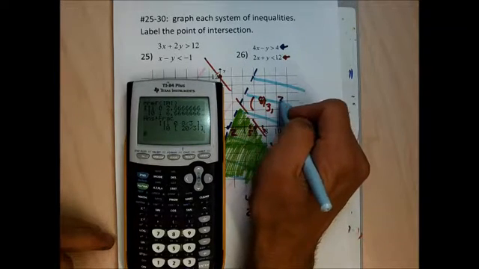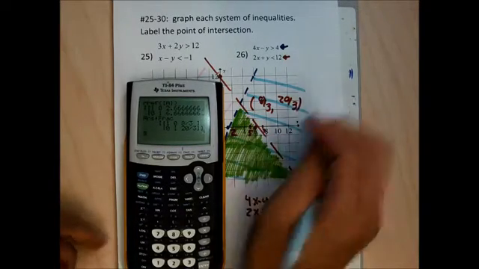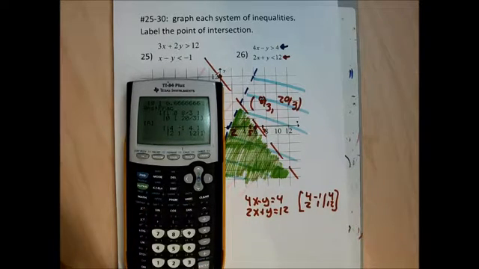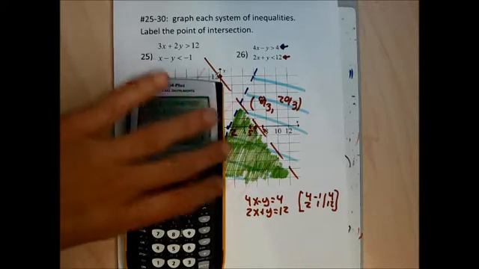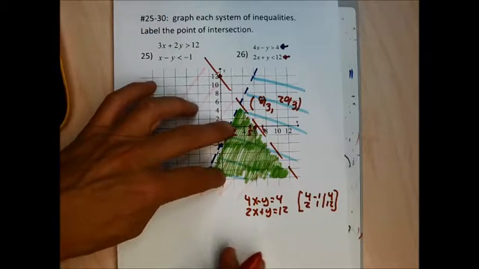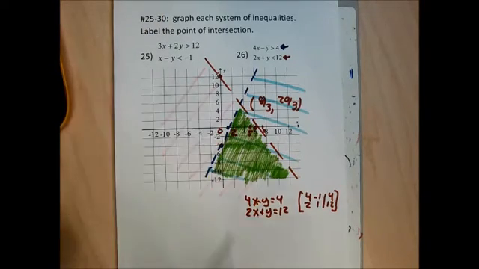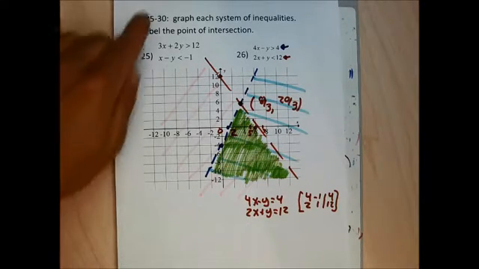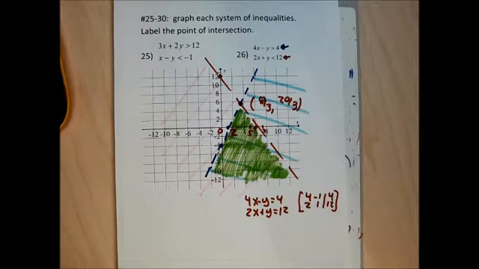That surprises me. I'm going to make sure I did this matrix right. So 4, -1, 4, 2, 1, 12, that's exactly right. So I did everything I needed to. I graphed the system of inequalities. I darkened up where the shadings overlapped, and the point where the two lines crossed, I labeled that point of intersection. So give 25 a go, and we'll move on to 27 and 28.